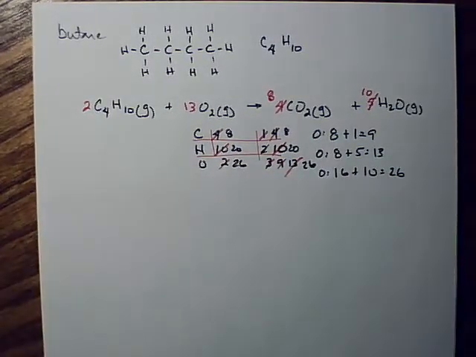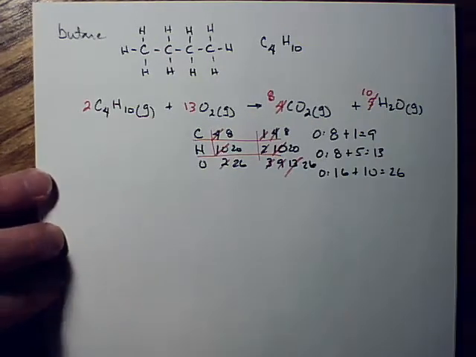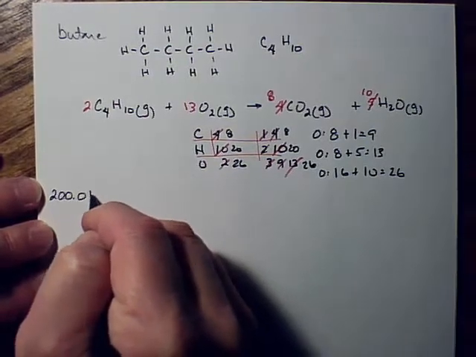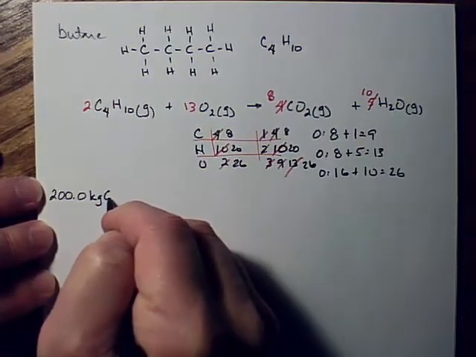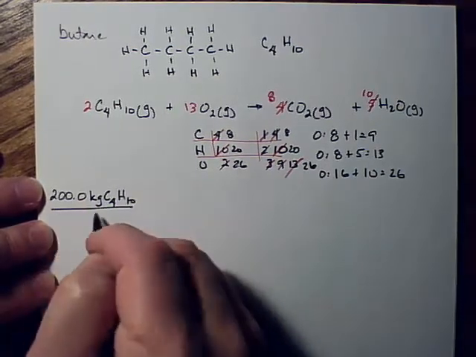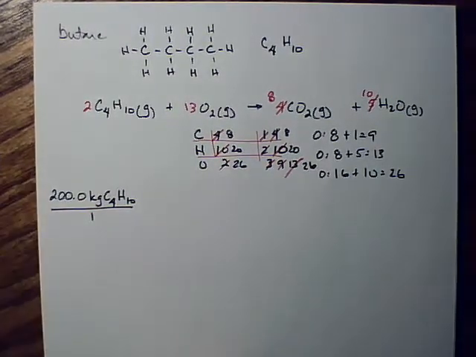Okay? Alright, now we have a balanced equation. We are ready to start working on the stoichiometry. We're starting with 200.0 kilograms of butane. So 200.0 kilograms of C4H10. And we'll put that over 1. Most of the time with stoichiometry, you can start with your starting amount over 1.